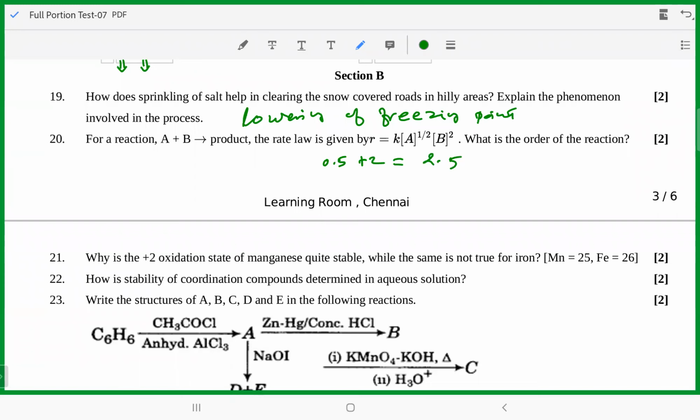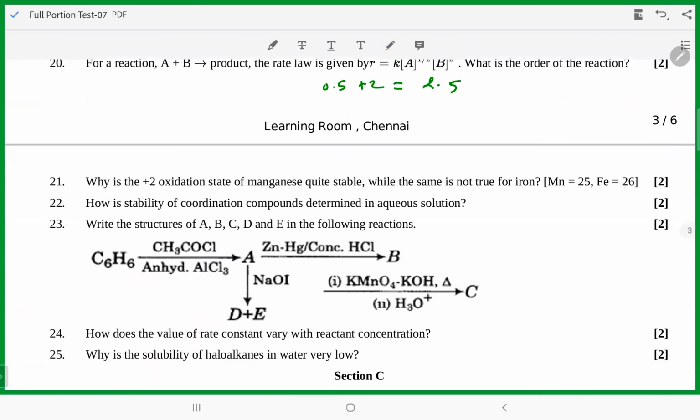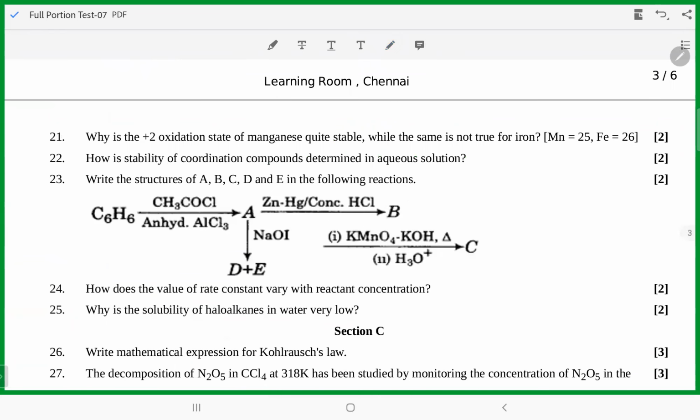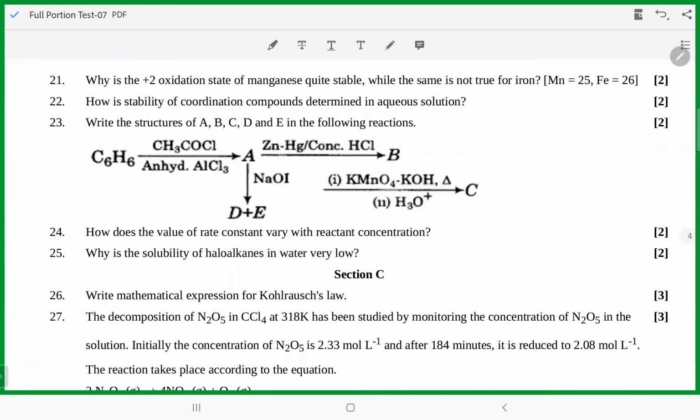And the next: why is the +2 oxidation state of manganese quite stable, while the same is not true for iron? Any reason?